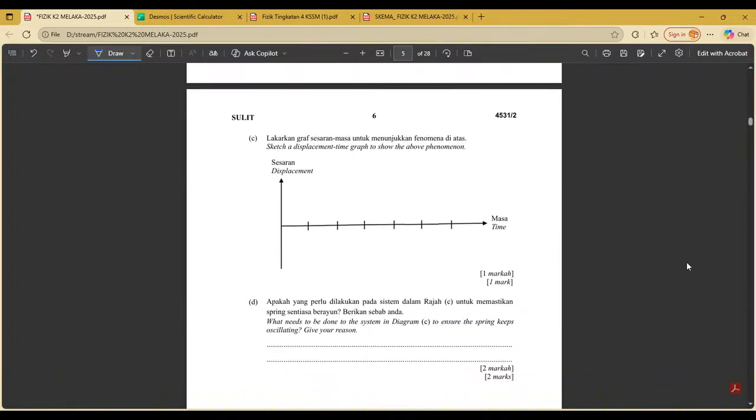Sketch a displacement time graph to show the above phenomenon. It becomes so easy to sketch a graph. Something like this. Good enough, probably.